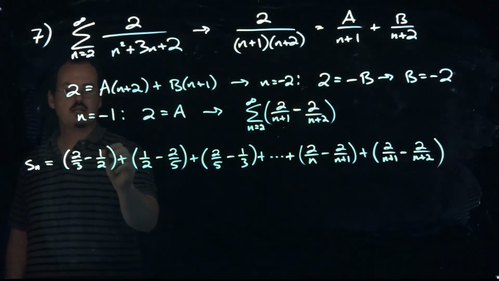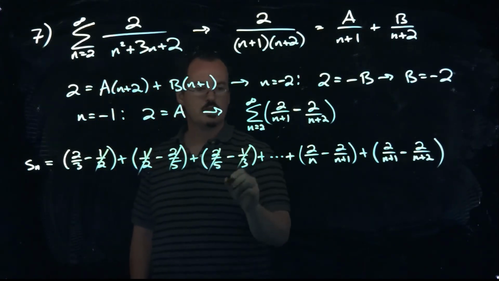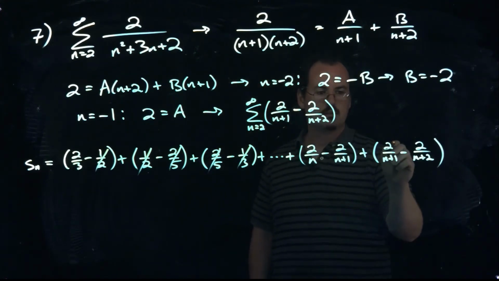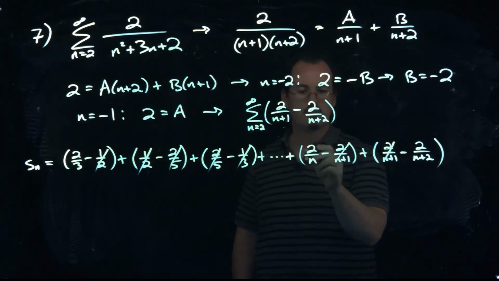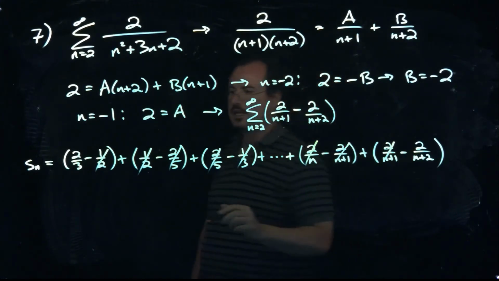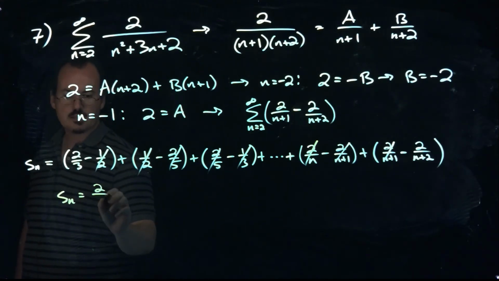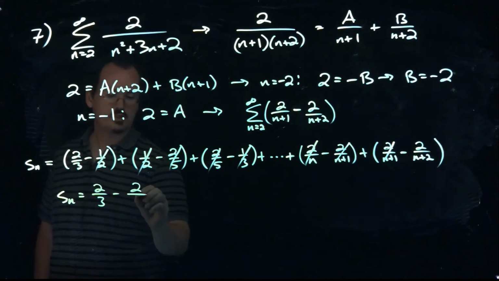And we'll notice right away that we've got some canceling. Pretty much everything's going to cancel after the first term. If we go towards the end here, we see that that one and that one cancel, so this one's going to cancel with the one that came before it. That's leaving only the last term here. So S_n, the nth partial sum, is 2/3 minus 2 over n plus 2.